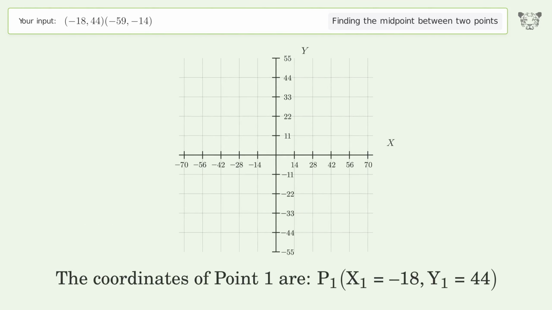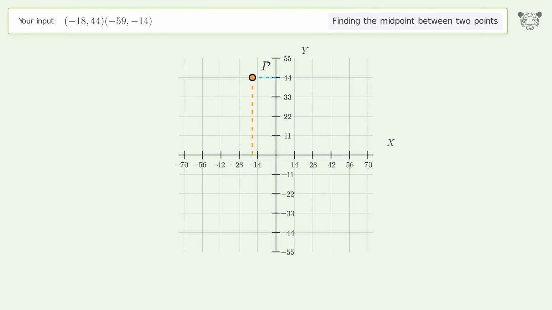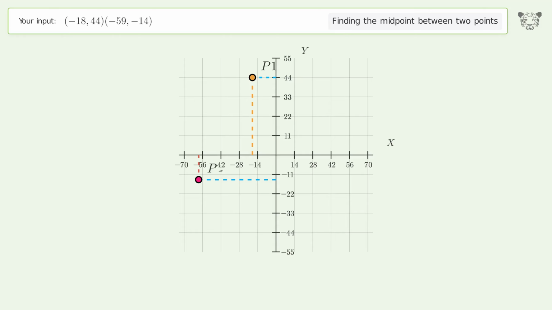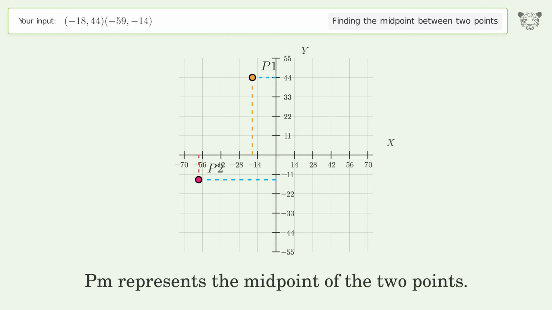The coordinates of point 1 are, x1 equals negative 18, y1 equals 44. The coordinates of point 2 are, x2 equals negative 59, y2 equals negative 14. PM represents the midpoint of the 2 points.